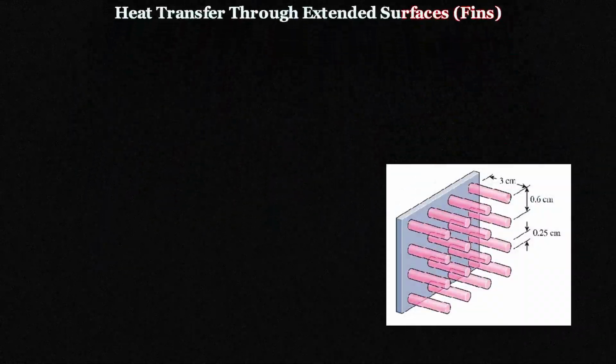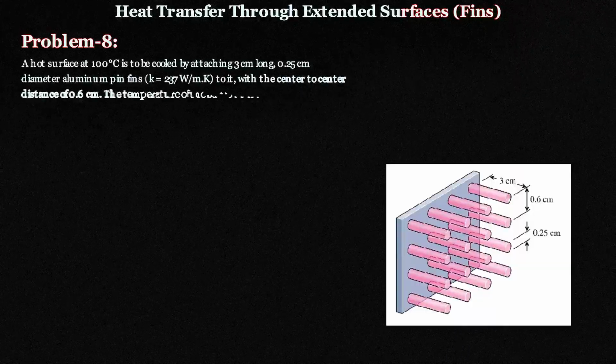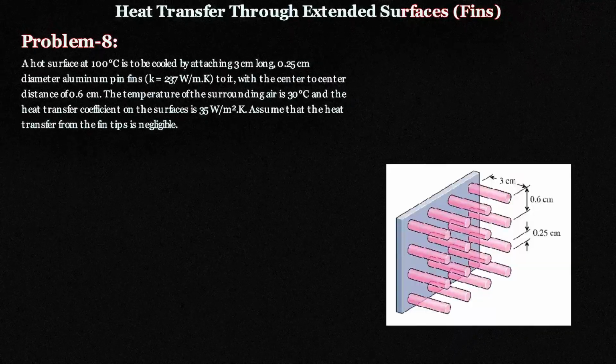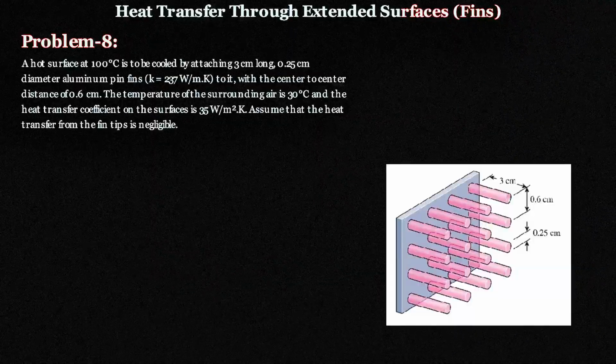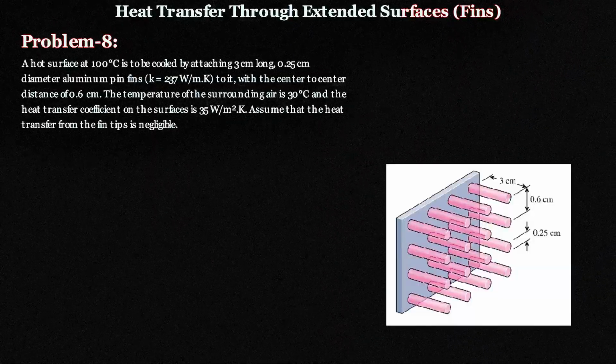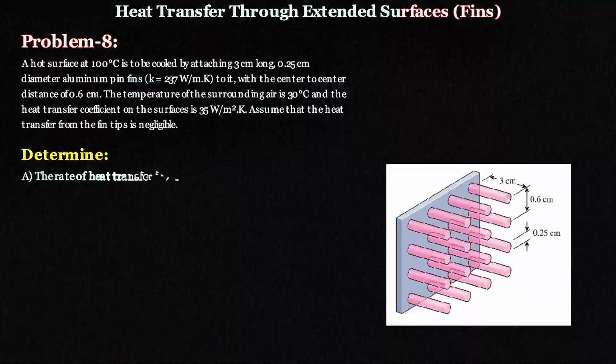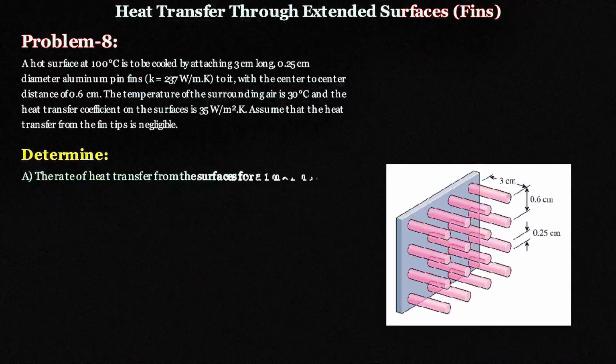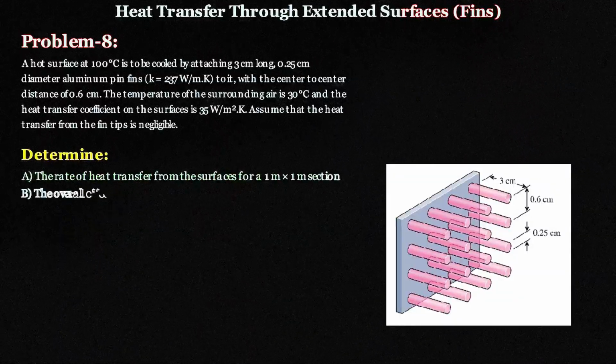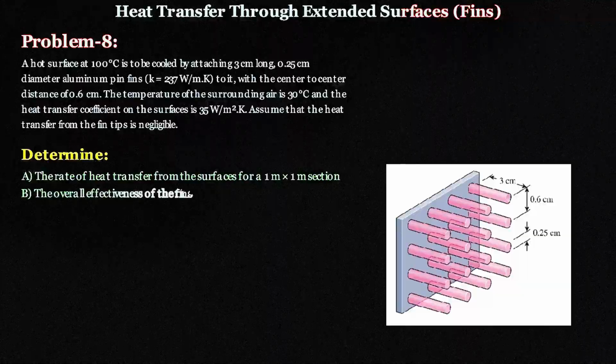A hot surface at 100 degrees Celsius is to be cooled by attaching 3 centimeter long, 0.25 centimeter diameter aluminum pin fins with thermal conductivity of 237 watts per meter Kelvin to it. The center-to-center distance is 0.6 centimeters. The temperature of the surrounding air is 30 degrees Celsius, and the heat transfer coefficient on the surfaces is 35 watts per meter squared Kelvin. We assume that the heat transfer from the fin tips is negligible.